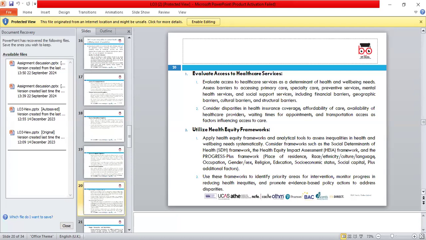Okay. So we are looking at utilizing the health equity frameworks.